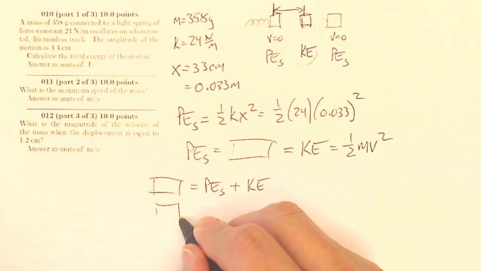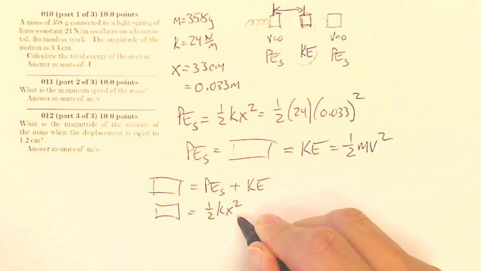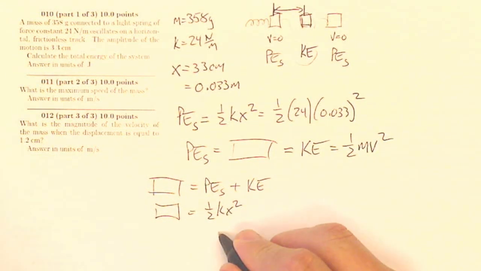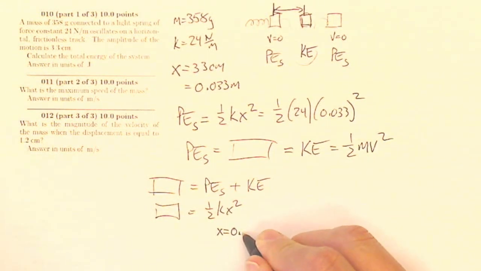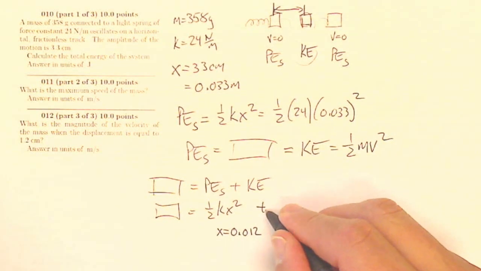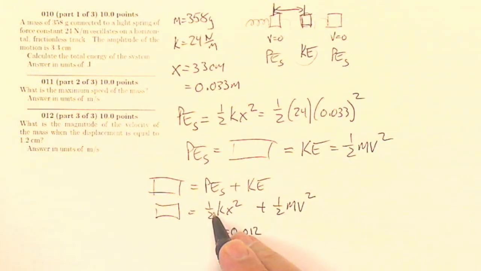So this total amount of energy is going to be 1/2 kx squared, where x here is going to be 1.2 centimeters. So x is going to be 0.012 for me, plus 1/2 mv squared, and you know the mass, and you know the k, and you know the x now, so you're solving for v. So now it's just a little bit of algebra to figure out that v is going to be some number. Don't forget to square root.